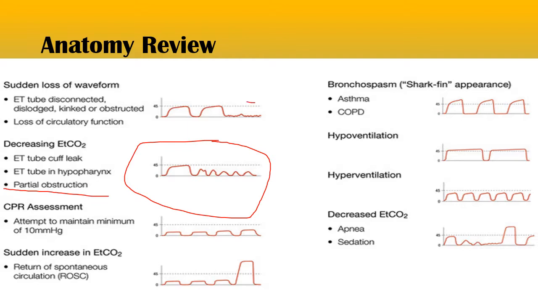Again here, sudden loss of waveform, that's the big one that we're worried about, because if that tube becomes dislodged, the vent circuit becomes detached, you're going to see this, and we're going to know instantaneously that we have a problem with our ventilator. That is why every patient that you take on a ventilator must have end-tidal CO2.